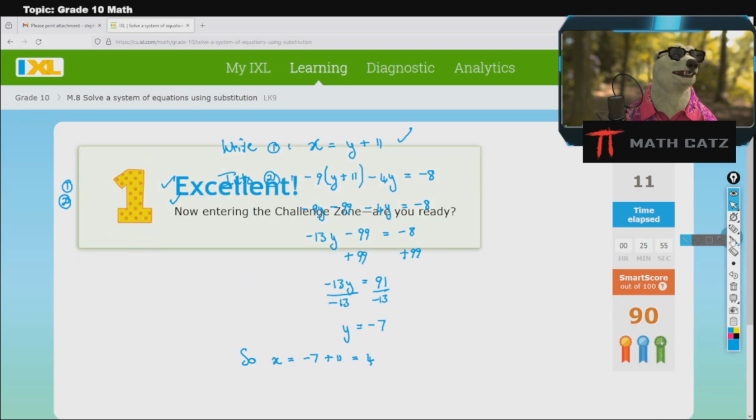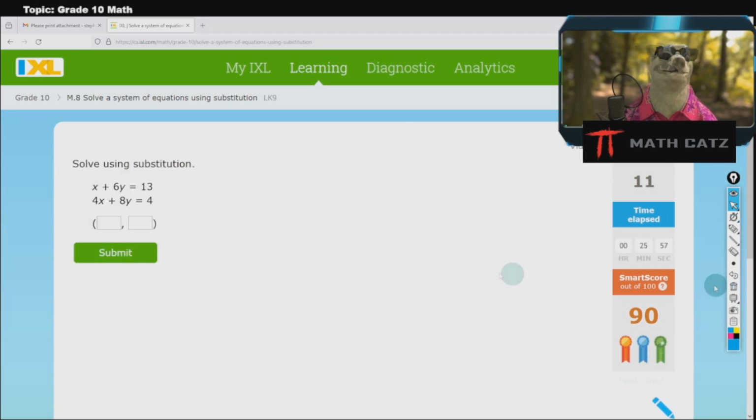Excellent. Oh, we have a challenge zone? Well, we can't say no to that. But it's kind of more of the same. You see, there are no more challenging things, really. That's the good news. So I'm going to actually leave it. Don't be intimidated by the challenge. It's not a challenge. It's exactly the same thing.